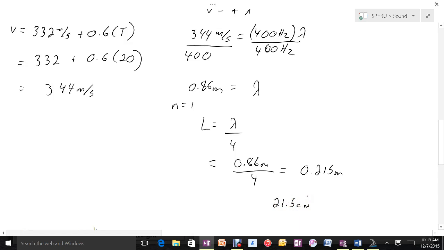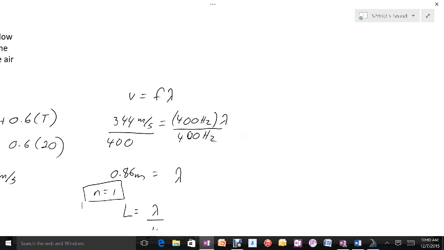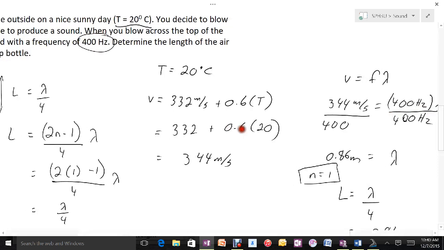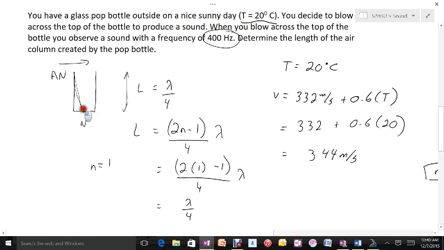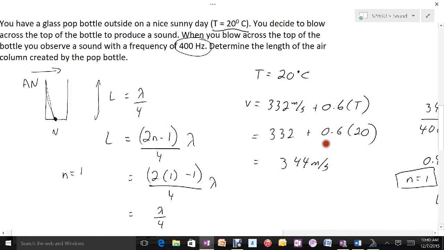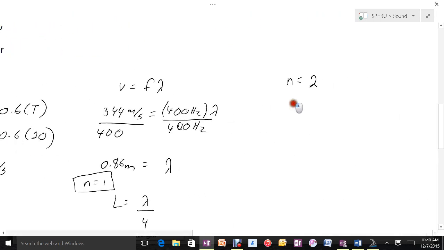That isn't the only possible answer. Like I said, you use n equals 1 because there's no information given in the question, and if there's no information given, the n equals 1 standing wave is the most likely, but it could have been n equals 2. So let's take a quick look at what the result would look like if it had been n equals 2. Remember, since we have a node on one end and an antinode on the other, the general formula is L equals (2n minus 1)/4 times lambda.